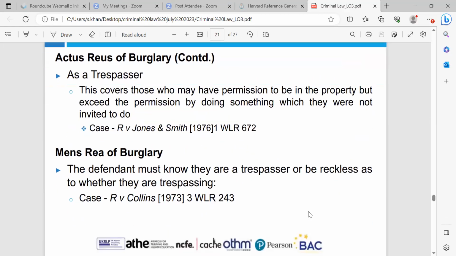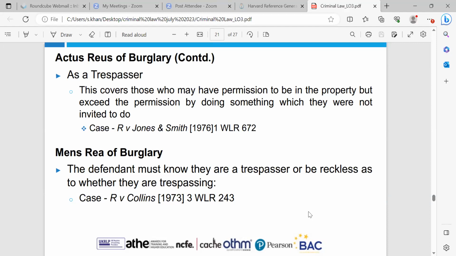Actus reus: as a trespasser. This covers those who may have permission to be in the property but exceed the permission by doing something which they were not invited to do, as in the case of R v Jones and Smith, 1976. In this case, the defendants Jones and Smith entered Smith's father's house and stole 2 television sets. At his trial, Smith said that his father had given him unreserved permission to enter the house. They were convicted of burglary and subsequently appealed. The appeal was dismissed.